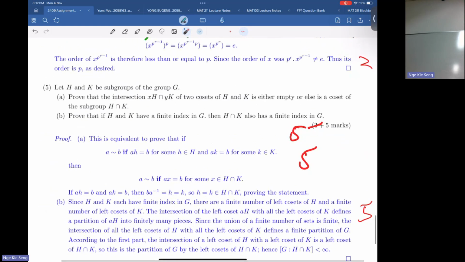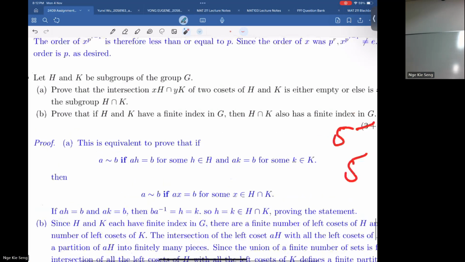So part A, you want to show that the intersection of two cosets is either empty or a coset of a subgroup of H intersect K. So empty is natural because whenever you intersect two things, it could be empty. But if it is not empty, then you want to show that it's another coset. Okay, a coset of a different subgroup now. What's that subgroup? It is the intersection of the two subgroups. But how do I prove it?